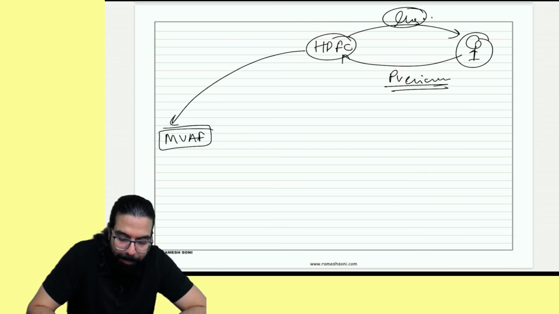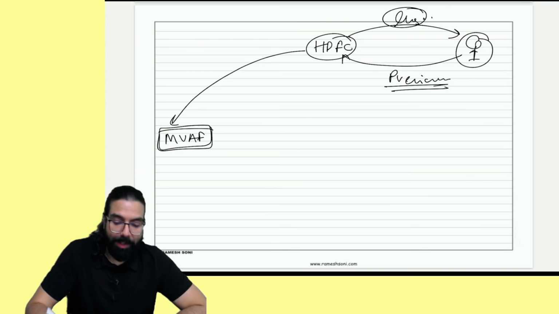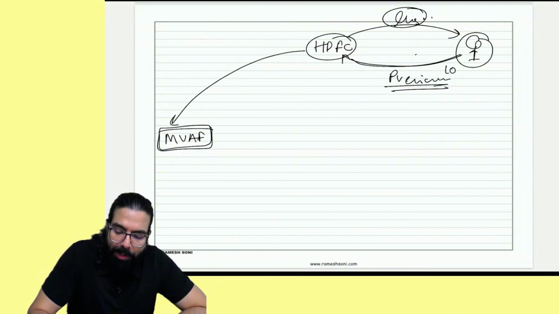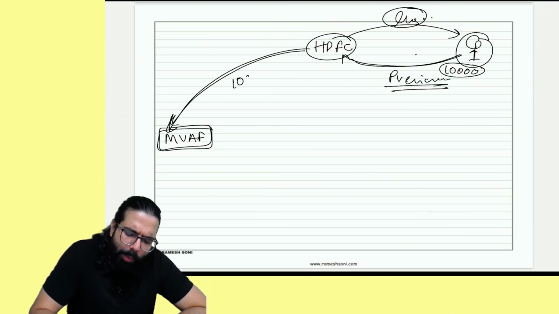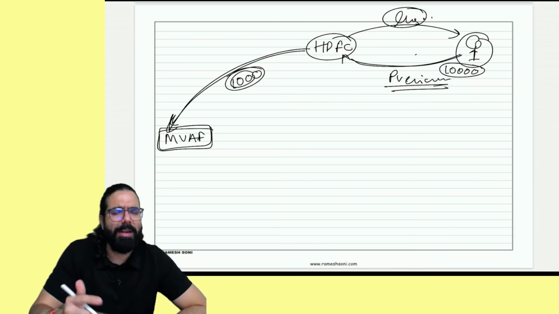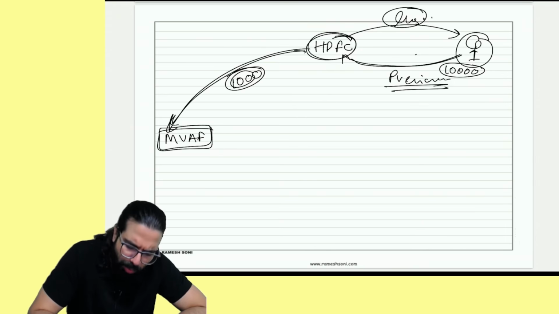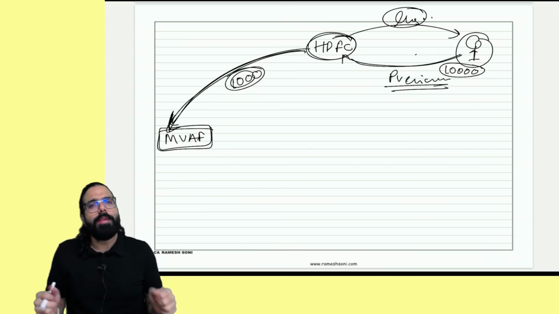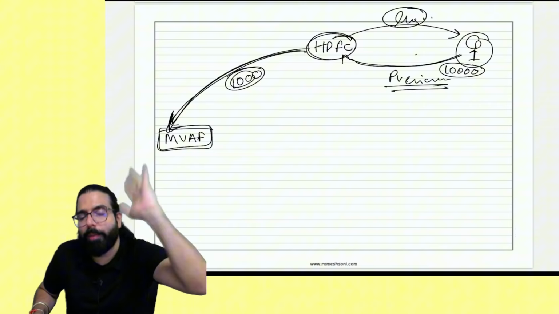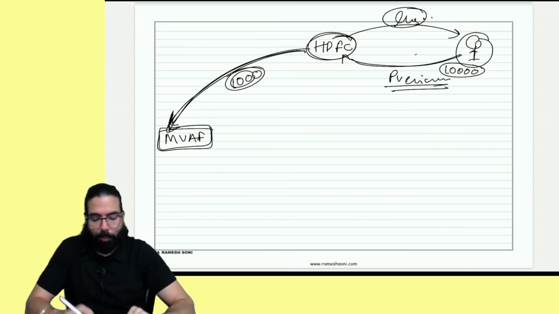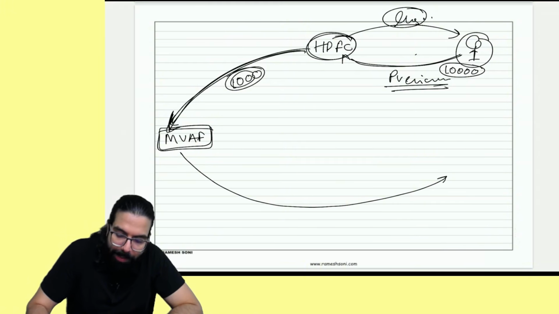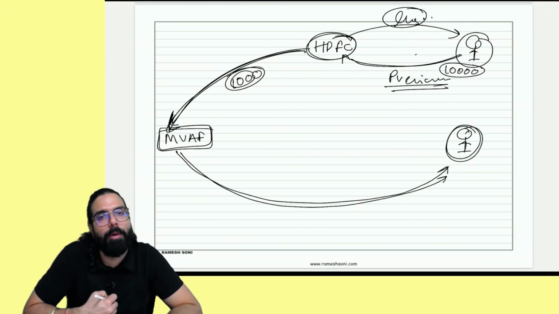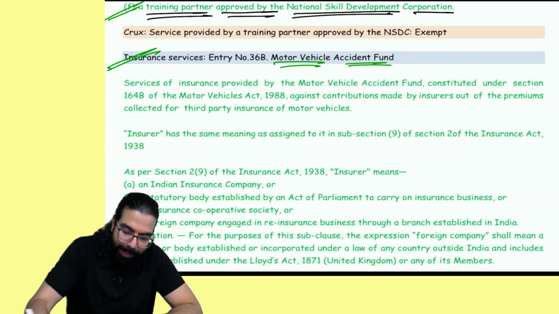This is a fund which is created by the government of India, the motor vehicle accident fund. So from the premium, supposedly a 10,000 premium is there. From this, every time 10% or 15%, that is 1,000 rupees, HDFC is to contribute to the motor vehicle accident fund. Sir, what is the work of the motor vehicle accident fund? Supposing I am going on the way and I hit someone. Now, when I hit someone, the motor vehicle accident fund will pay money to this person. The motor vehicle accident fund will go ahead and pay the amount to this person. And that is what they are telling.